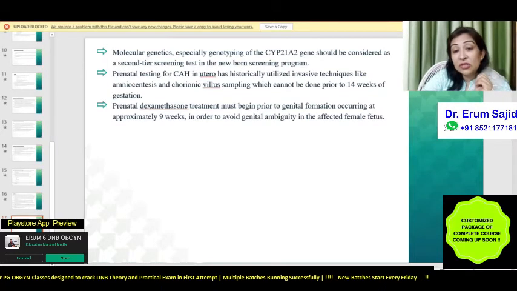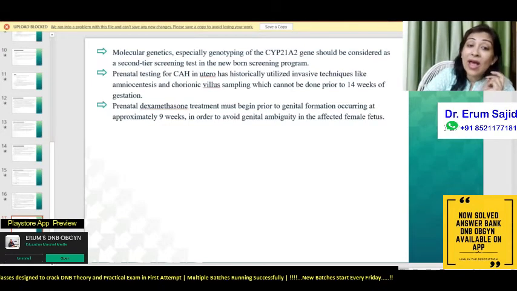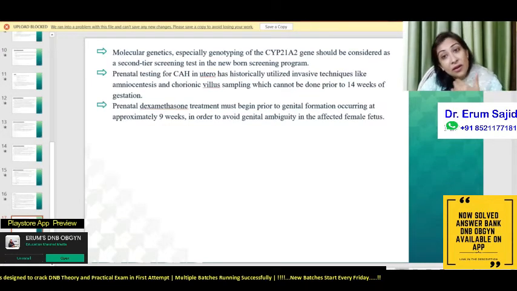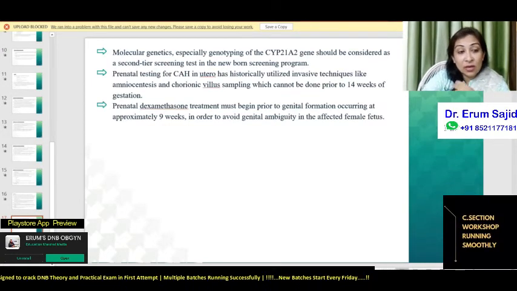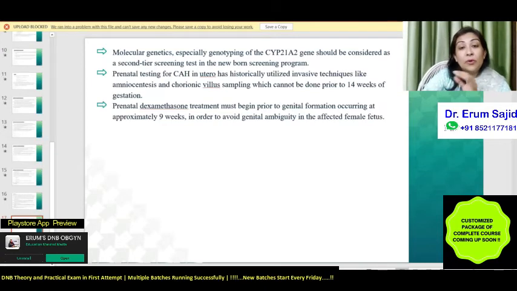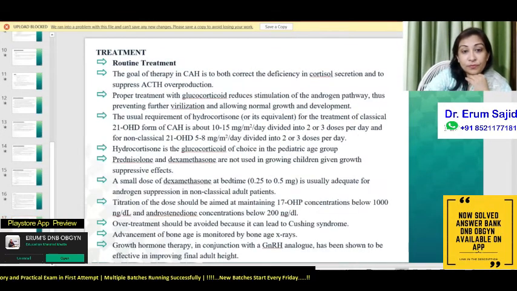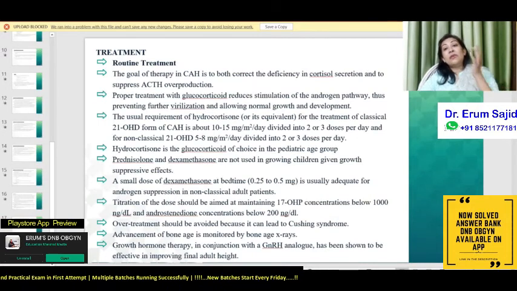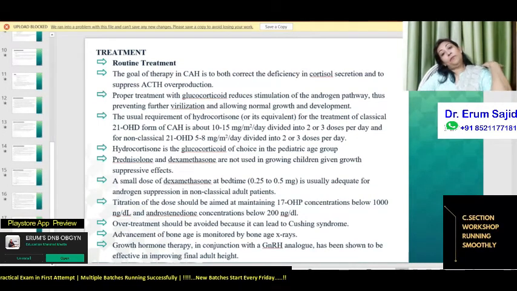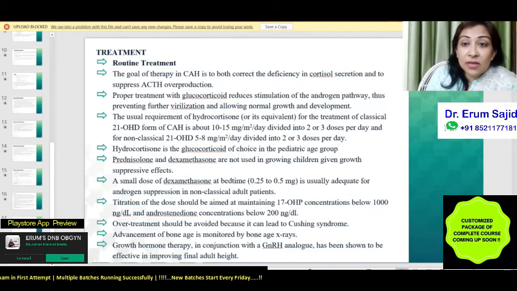Prenatal dexamethasone treatment must begin prior to genital formation occurring at approximately 9 weeks. So those females who already know they have this deficiency, if they become pregnant, should discuss it with their gynecologist, and they can of course start treatment with dexamethasone. The treatment is very simple. The treatment has to be to give those hormones which are not present in the body, which are not being synthesized, as simple as that.